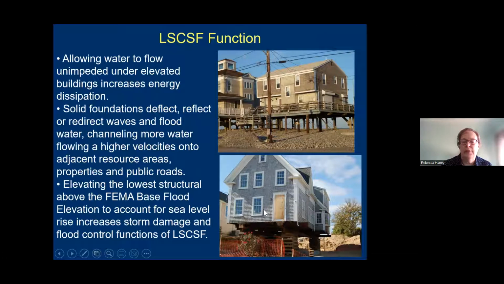And so elevating houses in areas that have wave energy or moving water is important to consider. You need to look at avoiding deflection, reflection, and redirection of floodwaters that could channelize and have more water flowing at higher velocities onto adjacent resource areas and properties, and affect roads and public infrastructure. So elevating the lowest structural member above the base flood elevation, and taking into account sea level rise for the life of the building, is recommended. That's in terms of what's required right now.